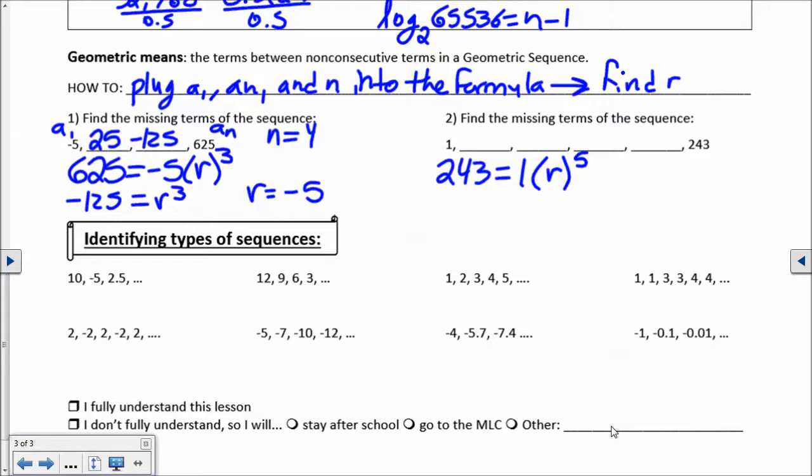So how am I supposed to get r from that? You take the fifth root. If you don't know how to do that in your calculator, you hit 5 first, then go to math option 5. It has a little x in the place of the index, and then you can type in 243 and push enter. You should get 3.